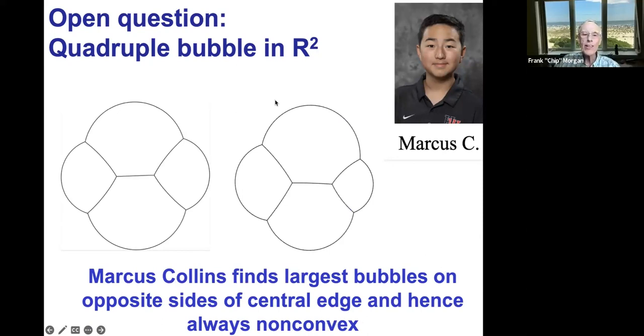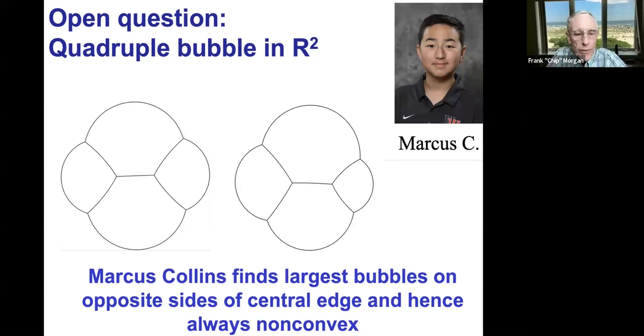Yeah, so he looked at this and he did calculations, and he discovered that the largest bubbles are always on opposite sides of the central edge, and hence they're never convex. You can see it clearly on the left there. The top bubble, it's not always bowing outward. It's sometimes, so it's not always convex.